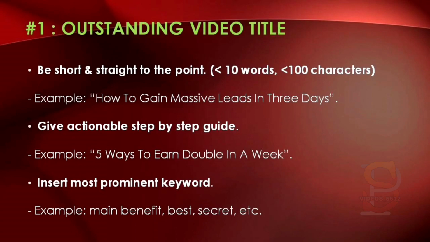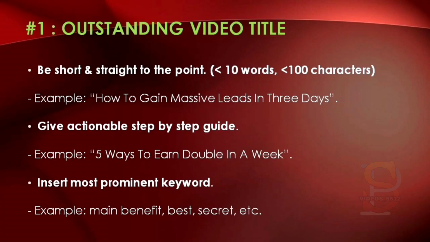When you upload and publish a video, make sure your video title is short and straight to the point. Customize it to less than 10 words and within 100 characters. For example, how to gain massive leads in 3 days. This is to ensure clear communication to your audience. Most people do not read more than 9 words during their search. Therefore, a video title that can attract your audience's attention has to be clear and purpose-driven.